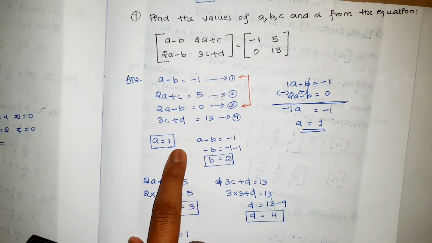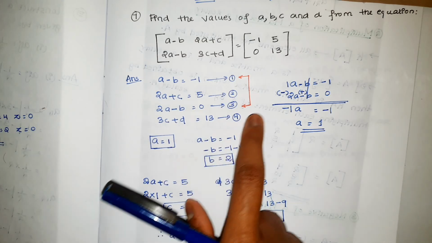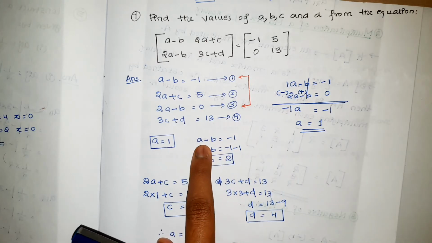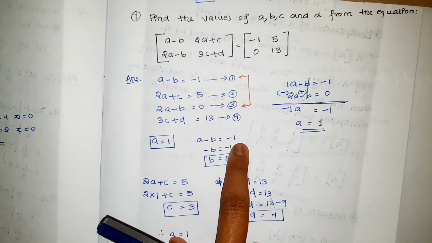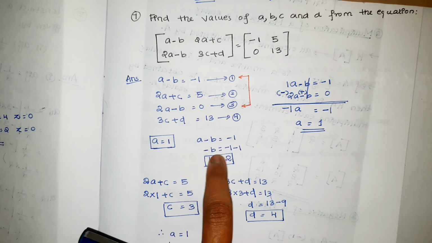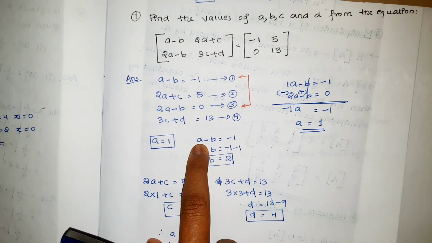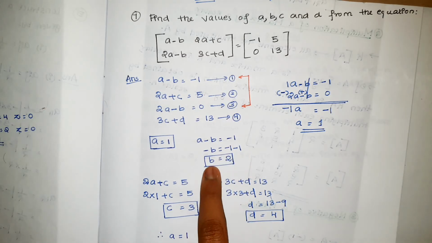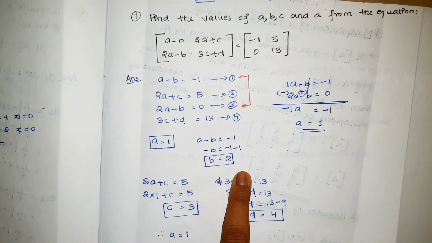Next, I can put the value of a in any of these equations to find the value of b. I took the first one. a minus b is equal to minus 1. So, minus b is equal to minus 1 minus the value of a, which is 1, so minus 2. Okay. So, I got the value of b as 2.